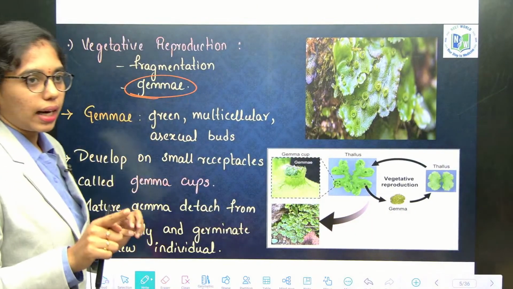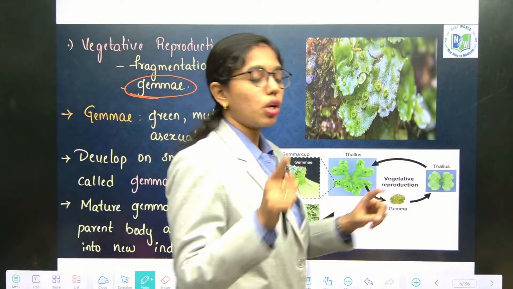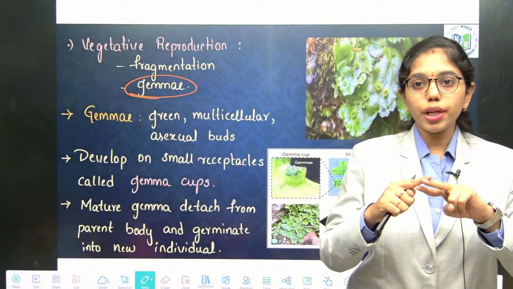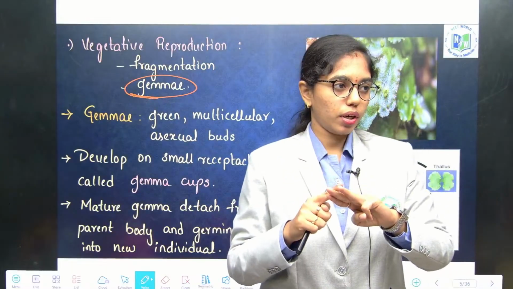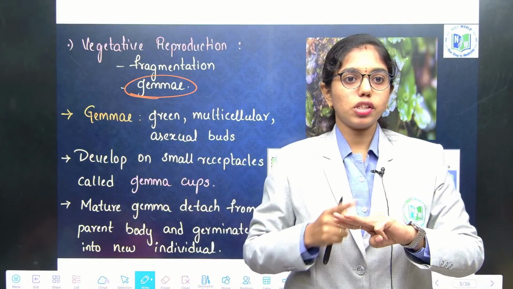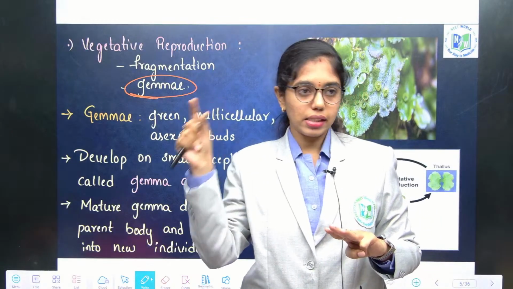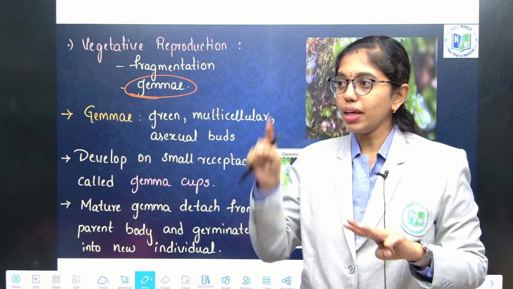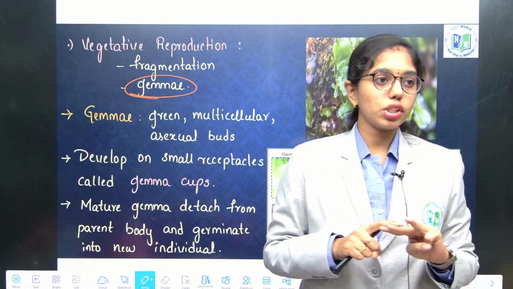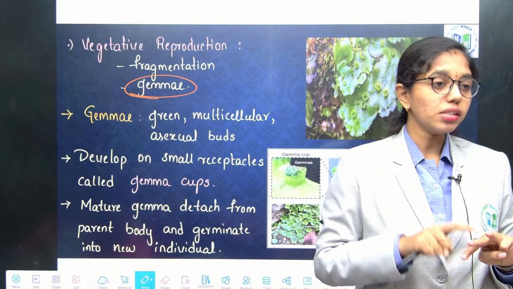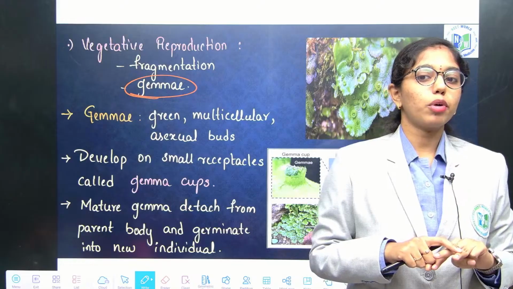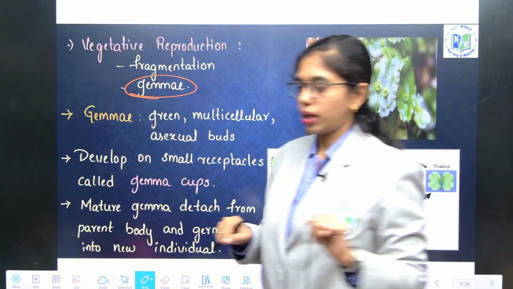In your NCERT, the structural descriptions of gemma, of protonema, of prothallus are important. You will get statement based questions from these 3 areas. The statement descriptions in the NCERT, those lines which are describing gemma, protonema which is the primary gametophyte of bryophytes, prothallus which is the primary gametophyte of pteridophytes, these 3 are important.